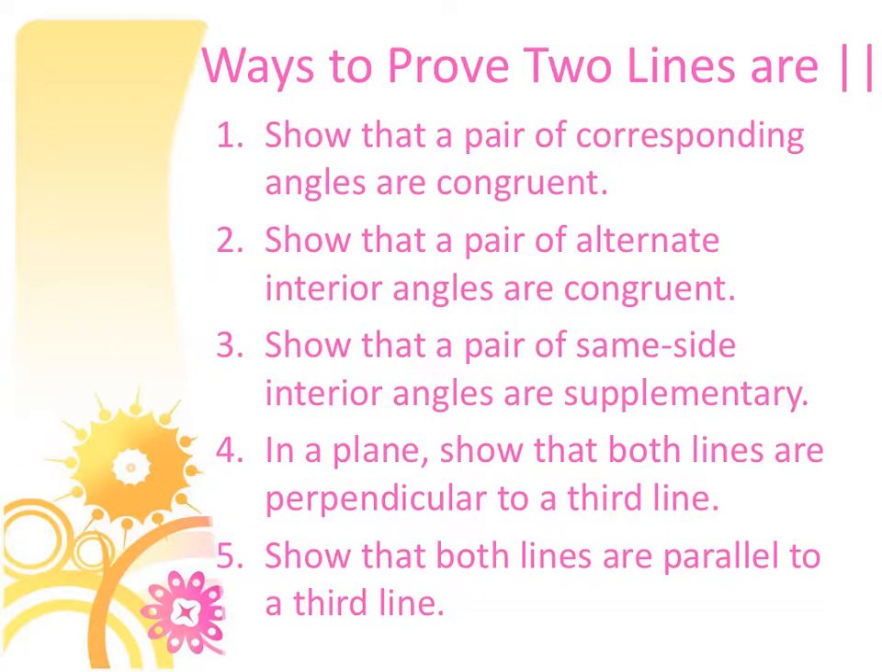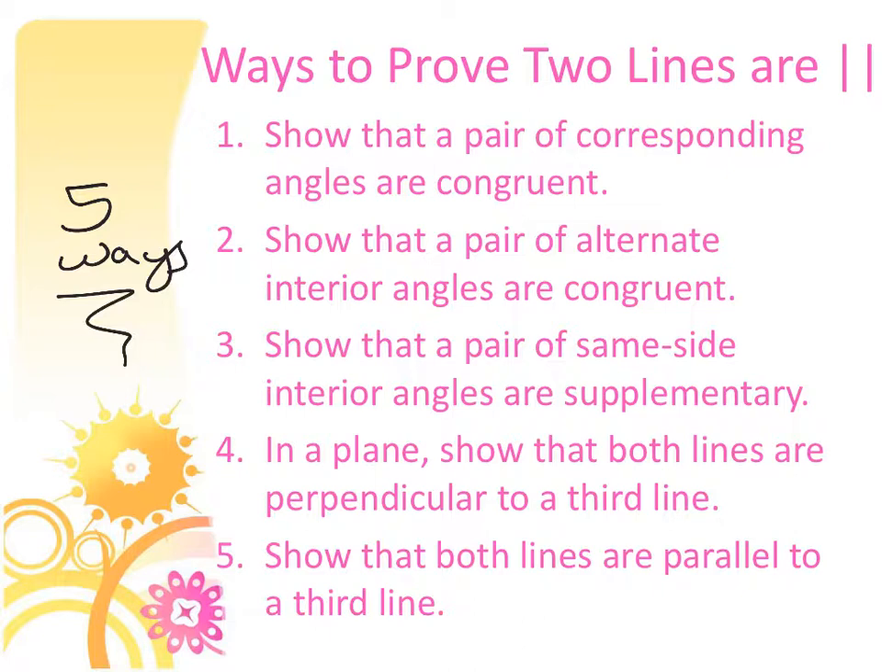Parallel. This is going to be big time for you. These are going to be the 5 ways that you can prove that 2 lines are parallel. This should be a big hint that you're going to be trying to find either a pair of corresponding angles that are congruent, a pair of alternate interior angles that are congruent, same side interior angles that are supplementary, or show that both lines are perpendicular to a third line, or that both lines are parallel to a third line.